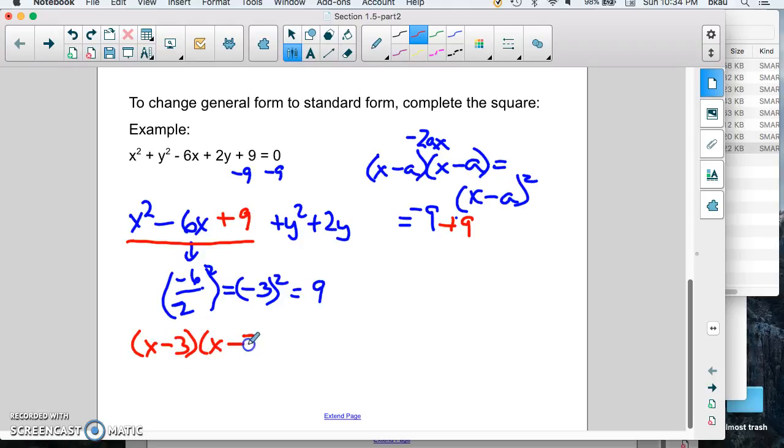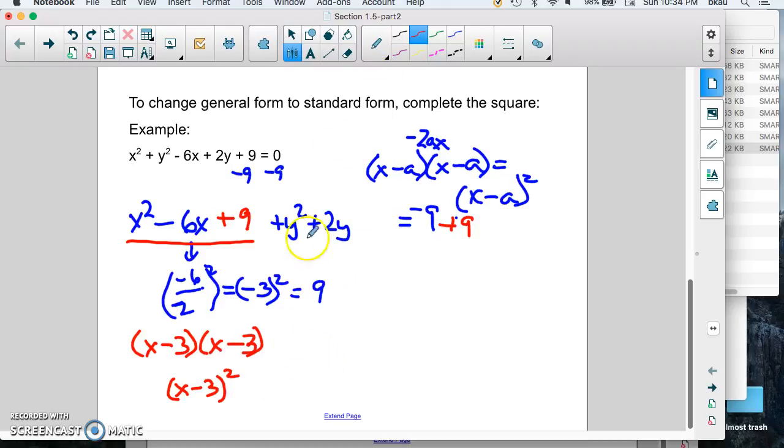We've created a factor that's exactly alike. In this case, a would be 3 each time, because negative 3 times negative 3 is the 9 we inserted. And then when we do the outside and the inside, we're going to get negative 3x both times, which is going to give us a middle term. And our x squared is going to come from the first term of the FOIL. So we're really going to end up with x minus 3 squared, which is the first part of the standard equation.